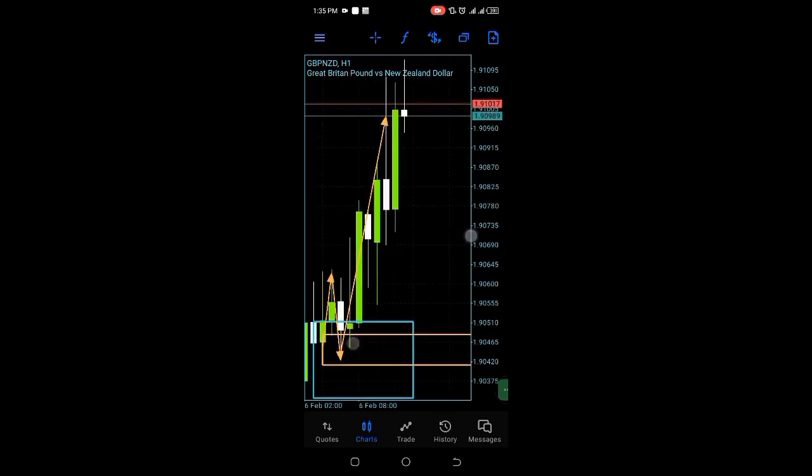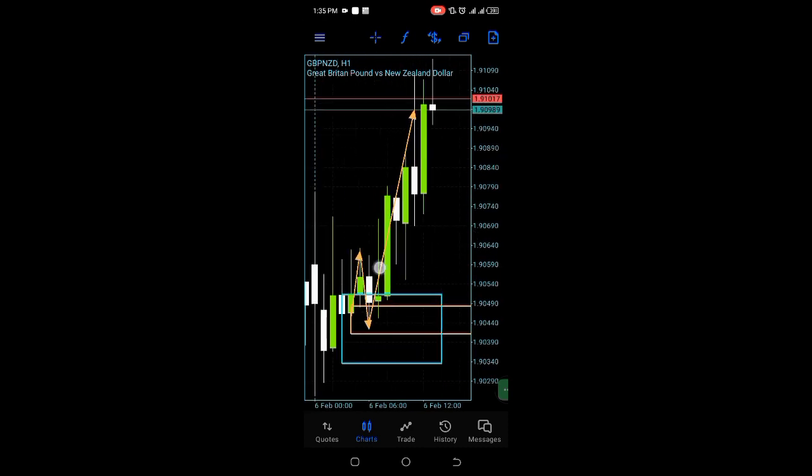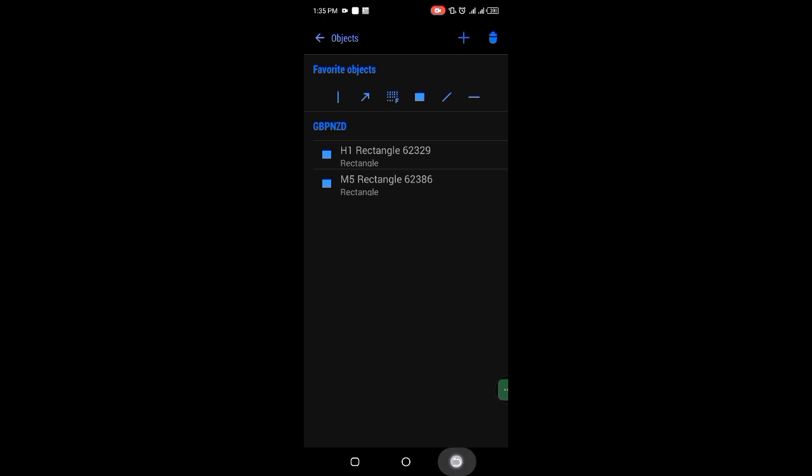That is another opportunity. You would have jumped into the trade. Another setup, another opportunity setup here is this area.